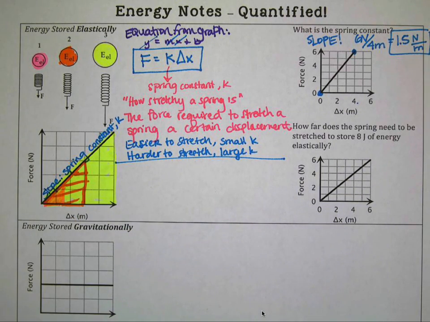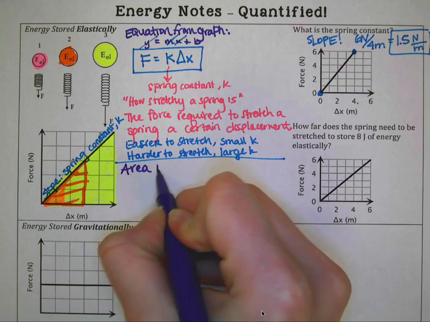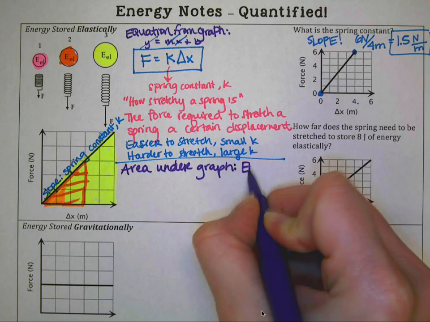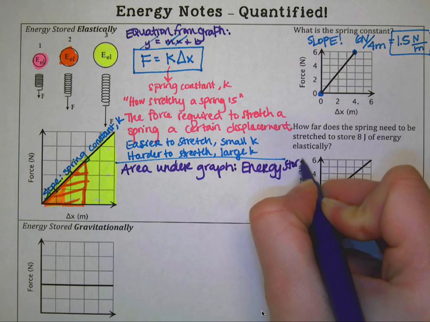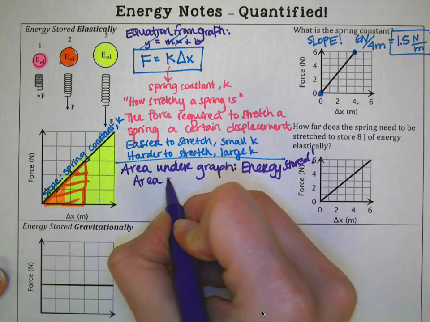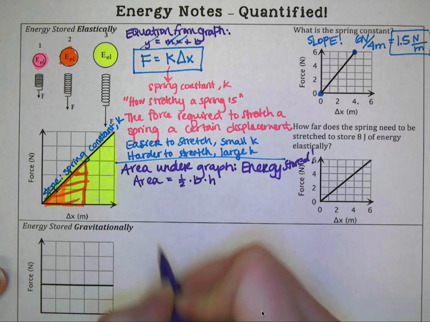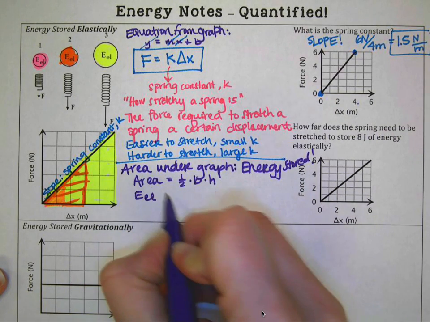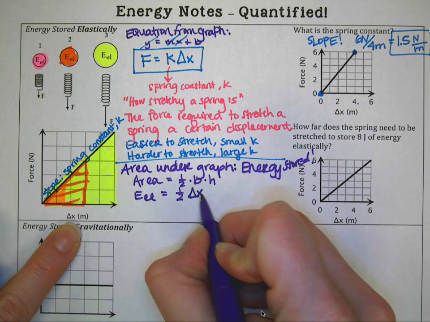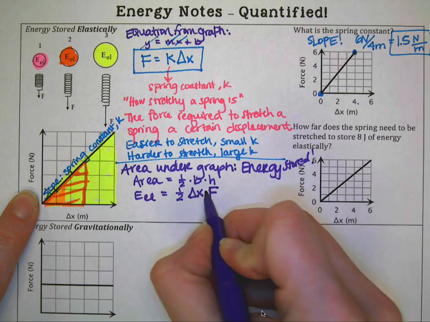But as usual, we want to write an equation for these sorts of things so we can use it again later in a different scenario without having to graph each time. So the area under the graph is equal to the energy stored. For our particular case, the area is a triangle, so it equals 1/2 times base times height. And the energy stored elastically is equal to 1/2 times the base, which is displacement, times our height, which is force.